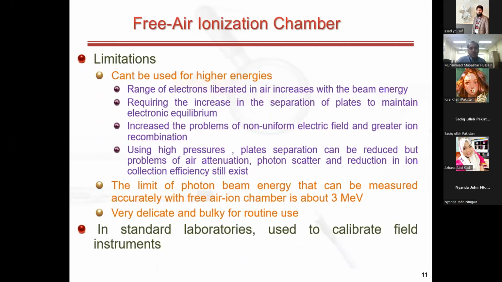It cannot be used for higher energies because the range of electrons liberated in the air increases with the beam energy, requiring an increase in the separation of plates to maintain electronic equilibrium. All beam energies that we come across nowadays with the linear accelerator are 6 MV, 10 MV, 15 MV. So we cannot use the free air chamber for that because of its bulky and delicate size, and we cannot use it routinely. With these limitations, its use is limited. So we cannot use it for all our day-to-day uses.